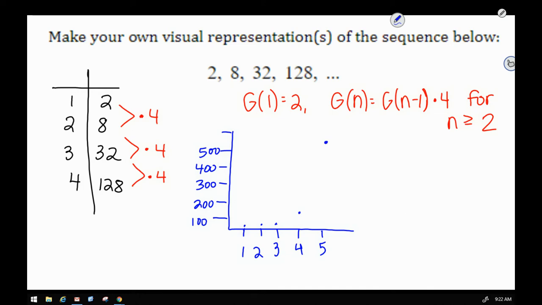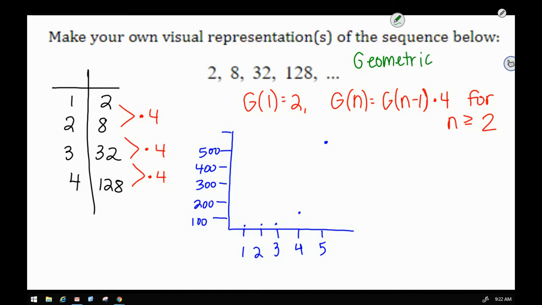All right, so up here I've got a table, a recursive definition, and a graph. What kind of sequence is this? Arithmetic, geometric, or neither? Geometric. Why? It's geometric because it's multiplying by 4 every time.